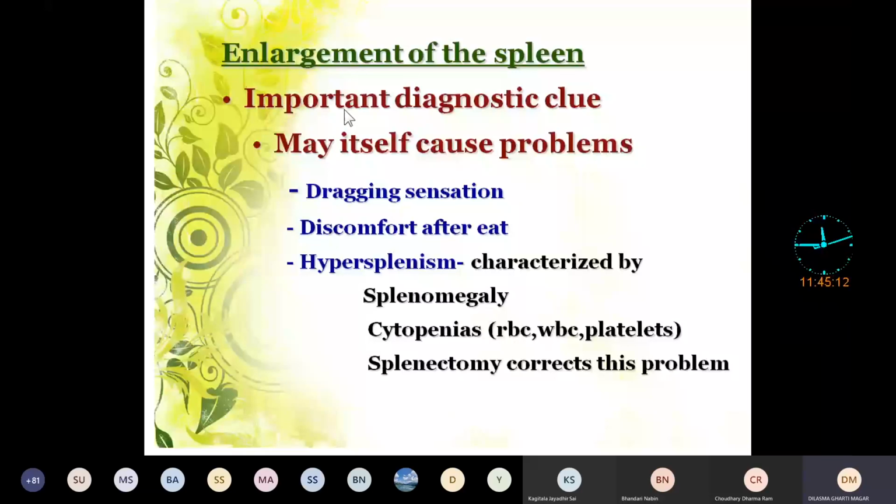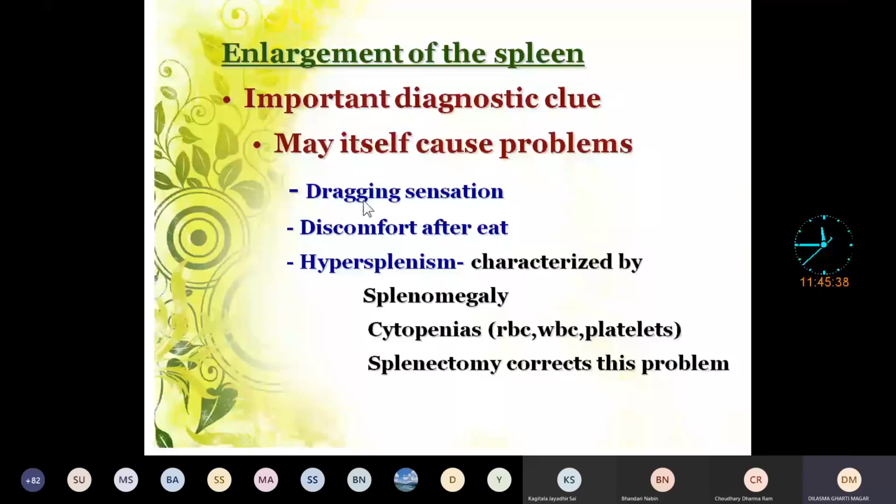And sometimes splenomegaly may cause problems. Whenever the spleen enlarges, it will cause a dragging sensation to the people. So the problem is the dragging sensation. You know the meaning of dragging sensation. If you are walking and somebody pulls you from behind, that is known as the dragging sensation, isn't it? Somewhat like being forcefully pulled.